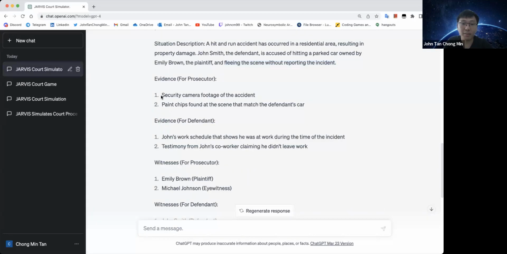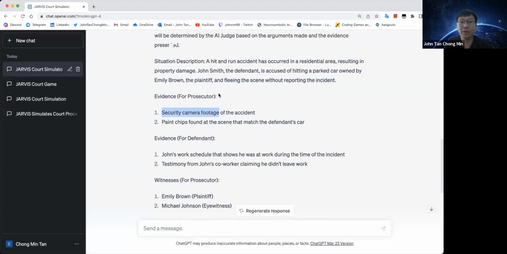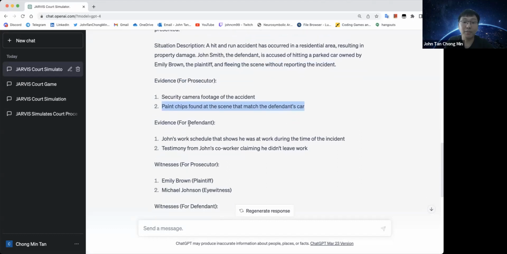So we have some security camera footage, and some paint chips found at the scene that matched the defendant's car. Okay, which means that the defendant, John Smith, probably hit Emily Brown's car because the paint chips were found on the defendant's car. For the defendant, they have the work schedule that shows that he was at work and testimony from John's co-worker. So who is telling the truth?